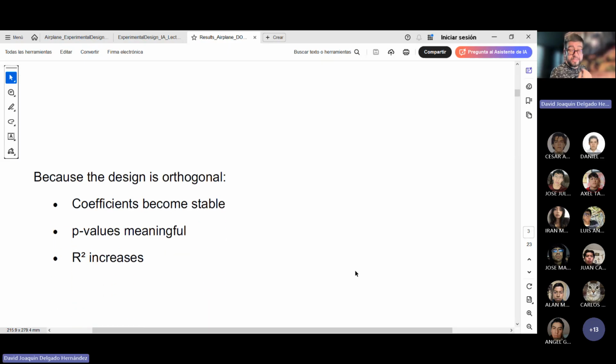This is a good design of experiment because the design is orthogonal, because coefficients become stable and the p-values meaningful. Do you remember the p-values in the previous exercise? They were very high. They were 0.62, 0.67, and so on. I am looking for coefficients in the p-values which are lower than 0.05, which is 5%. So that's it. And the R square increases, which means that the model is a better predictor of distance in this case because I have a good design.